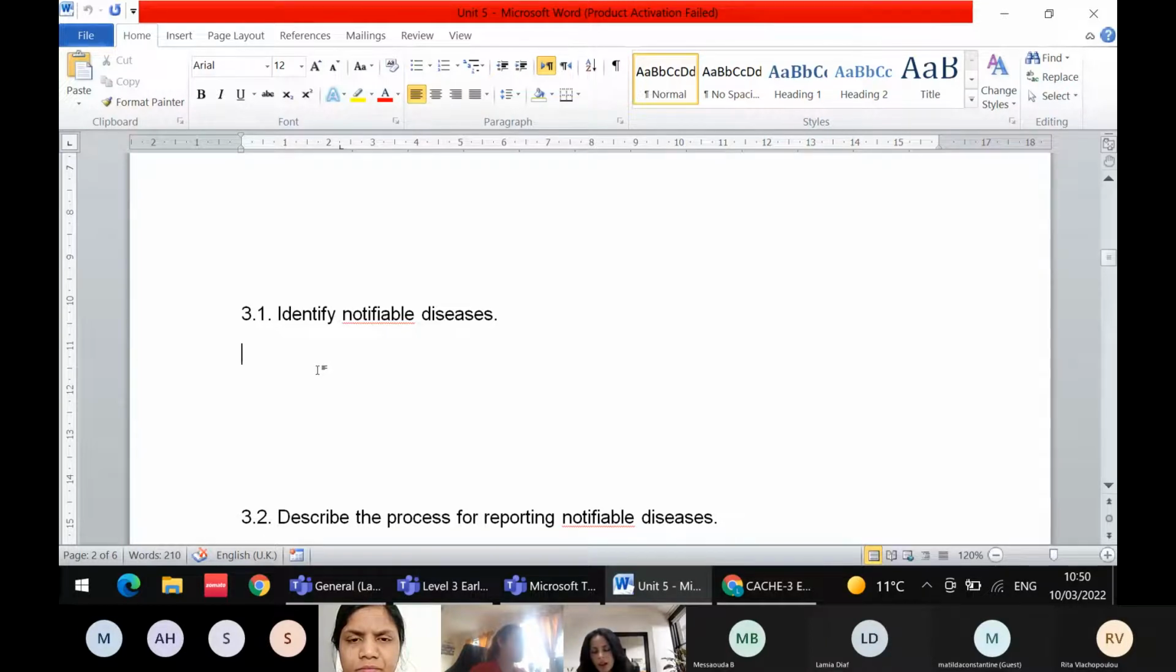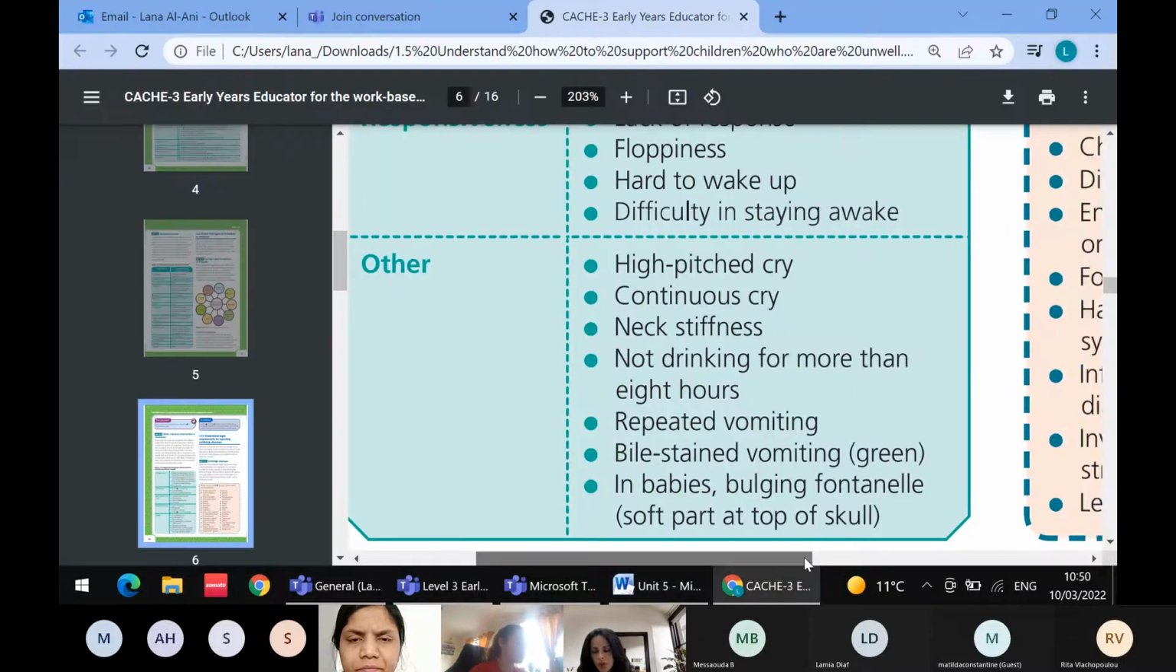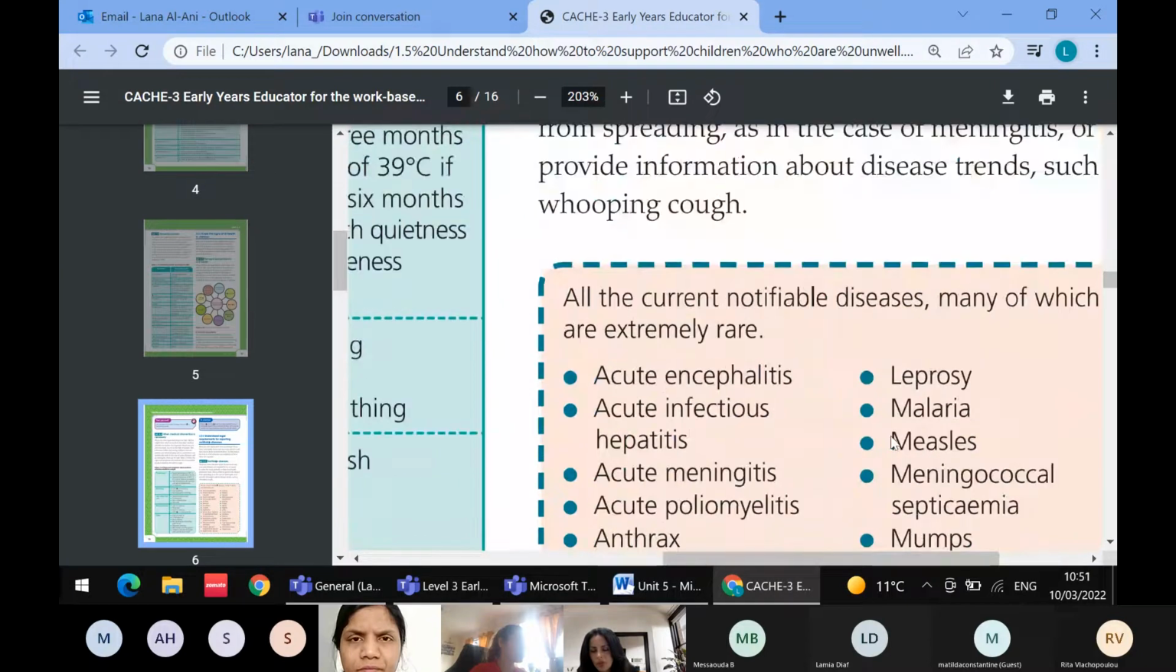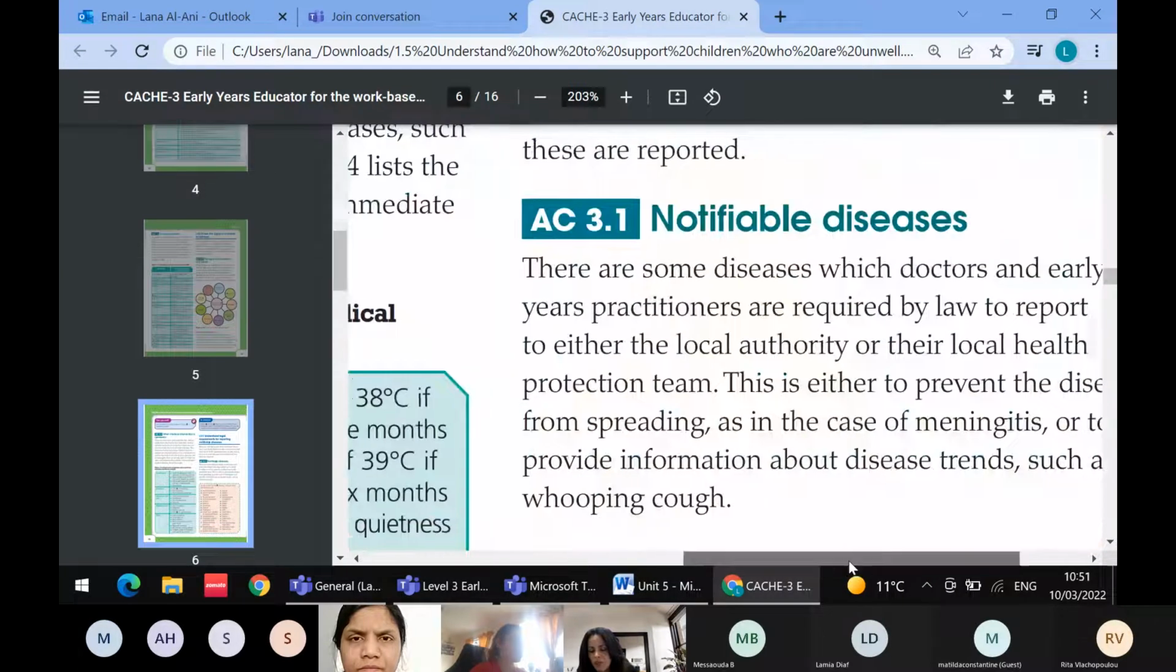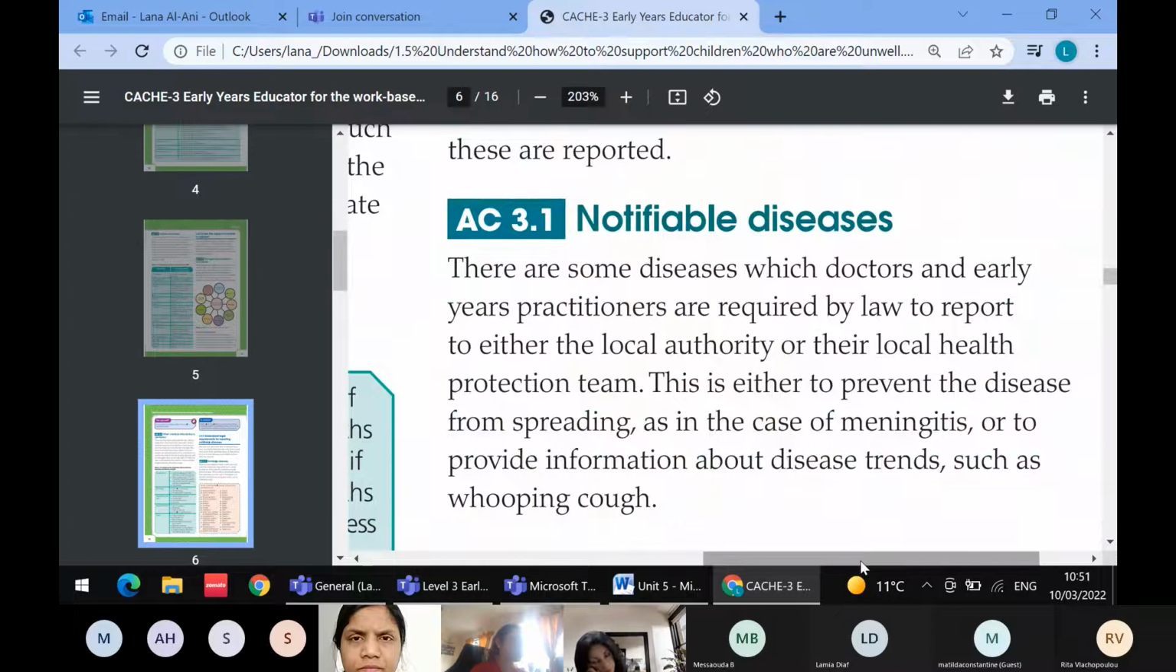Identify notifiable diseases. In the book, we have a big list of notifiable diseases. What does it mean, notifiable diseases? Can you think about the word notify, notifiable? Dangerous sicknesses like meningitis, diarrhea, like rotavirus.